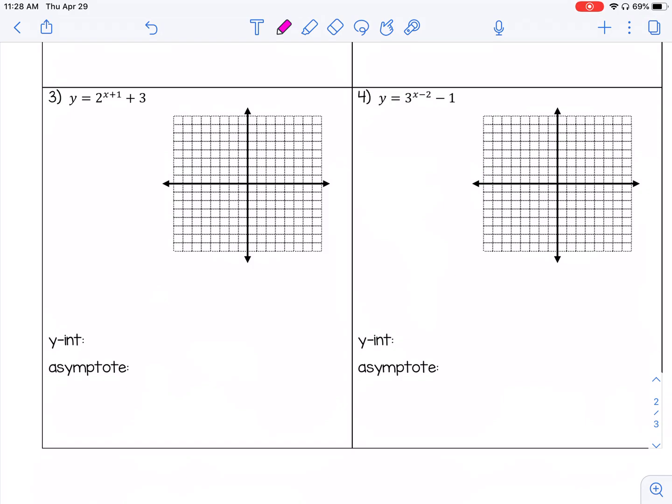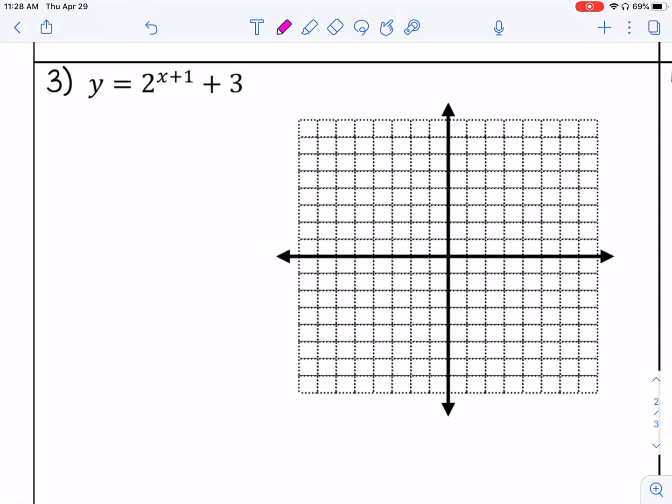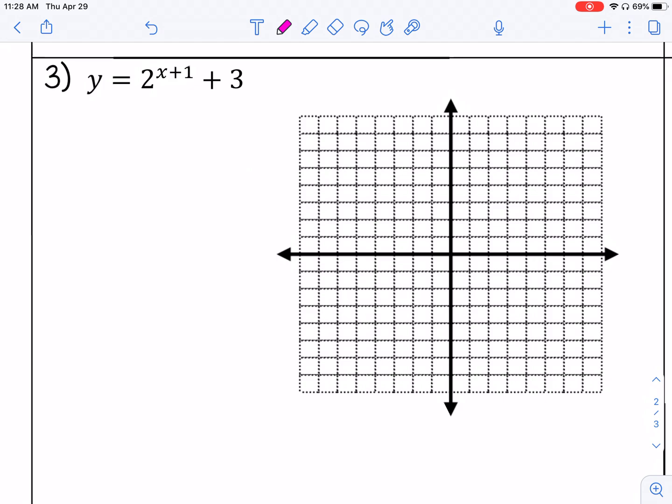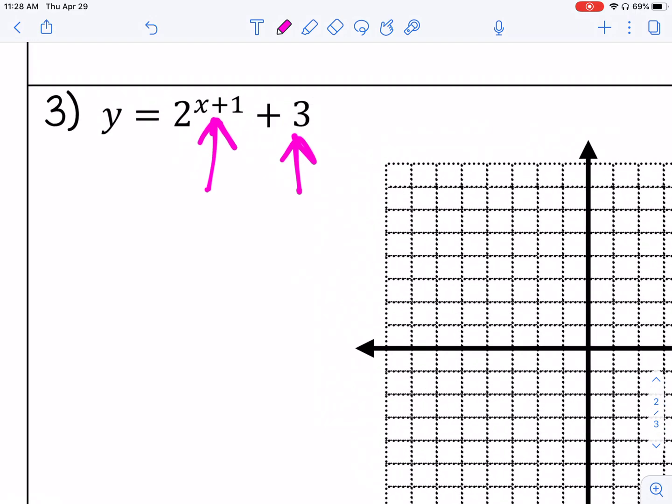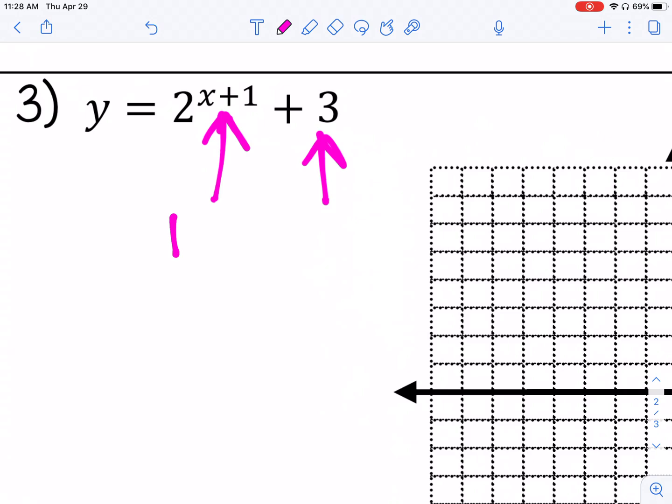All right, this next one, we got a little bit more happening here. So we've got a horizontal movement and a vertical. So from 2 units ago, we should know this. We have x plus 1. That means we're shifting left 1. And then we have this plus 3 here. That means we're going to shift up 3.